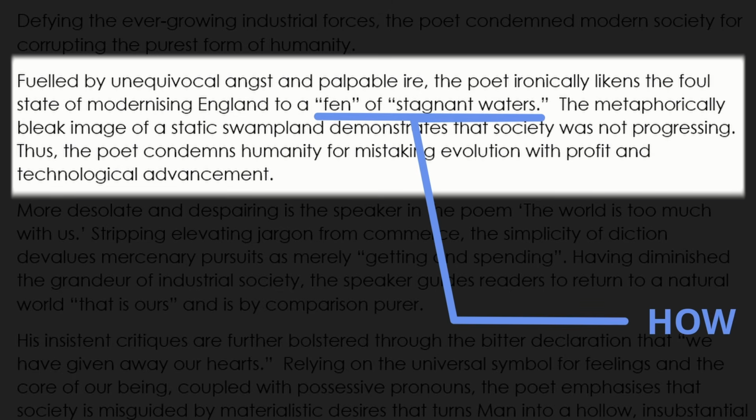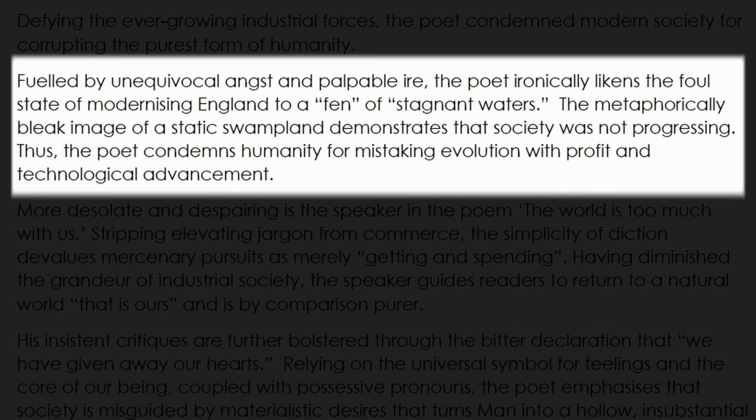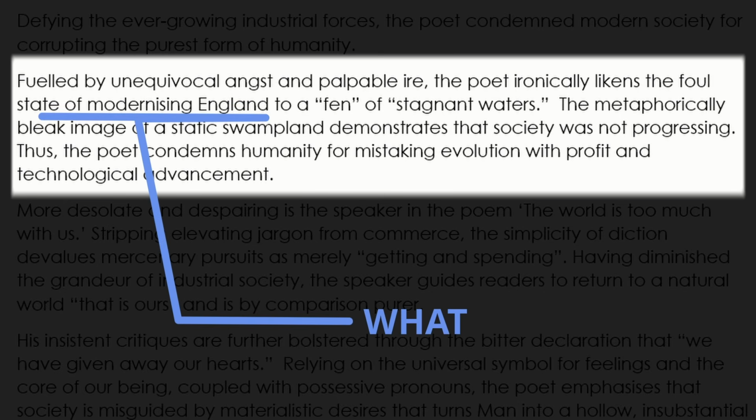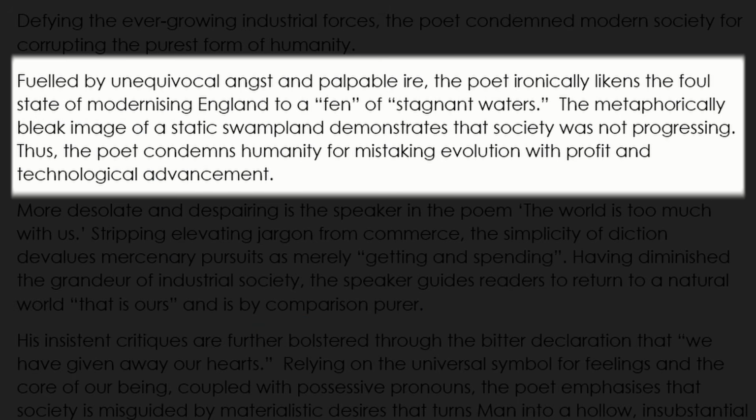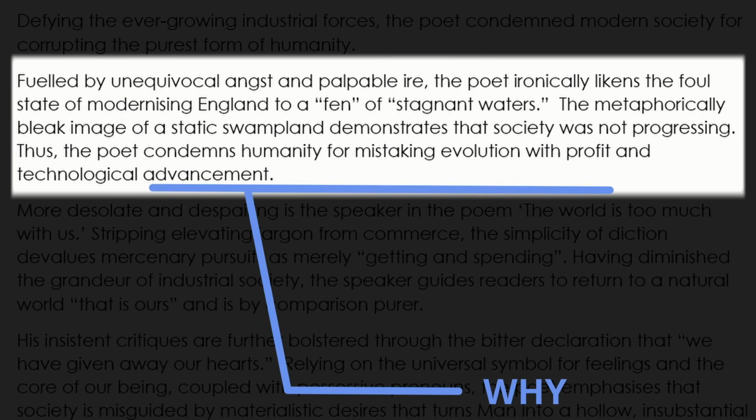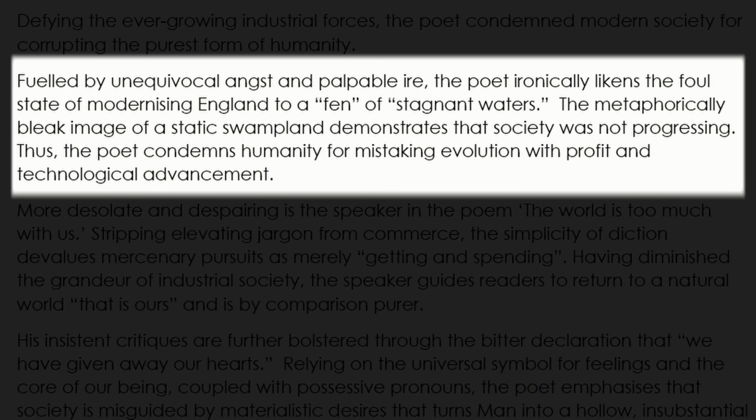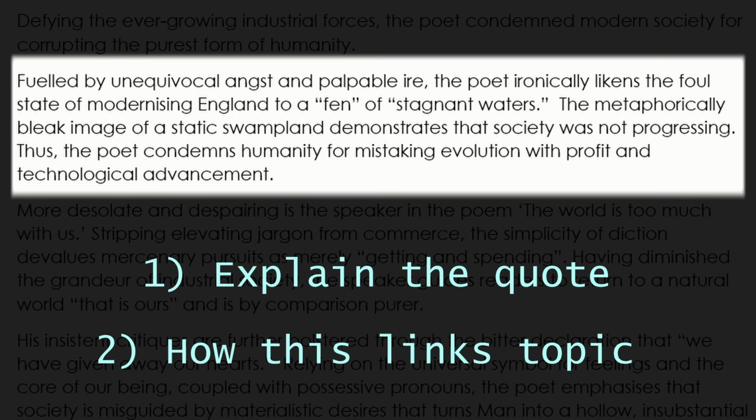So the how is the quote that I have here, the fen of stagnant waters. And what refers to the idea, which in this case is the state of England being foul and corrupt. So oftentimes how and what go together in one sentence. Now the next sentence is the most important section of your essay because it's where you analyze. And this might sound complicated, but essentially there's two parts to your analysis. Explain your quote, and then explain how this links to your topic.